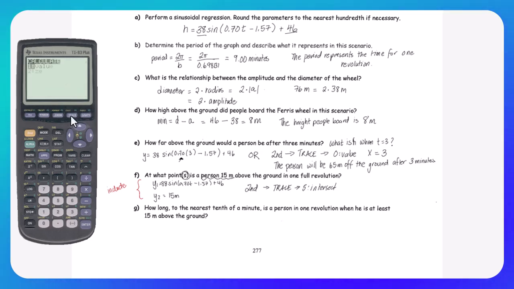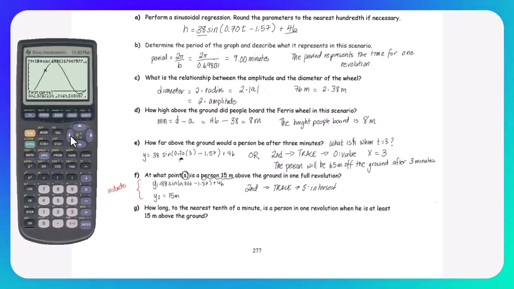So going second trace, hit 5 for intersect. We're going to move this all the way over to the first one. And then we're going to do our enter, enter, enter. And it says when y is 15, when the height is 15, that will occur at time 0.8833 minutes. So that's our first one.